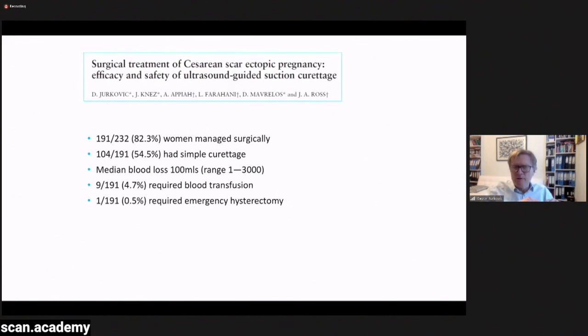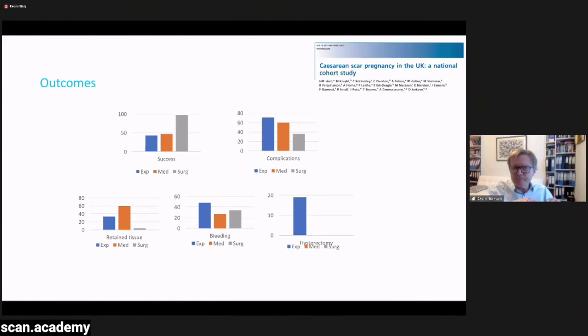Bearing in mind that a lot of our patients are coming from other hospitals after previous failed treatment, either medical or surgical, or because pregnancy is very advanced. So they're getting quite a skewed population of difficult cases.